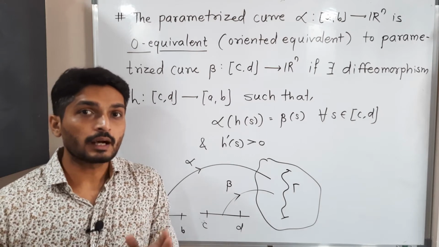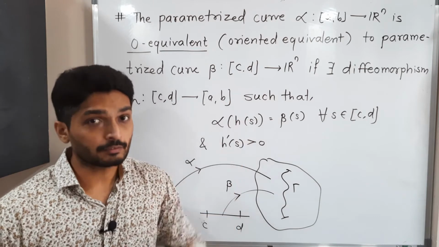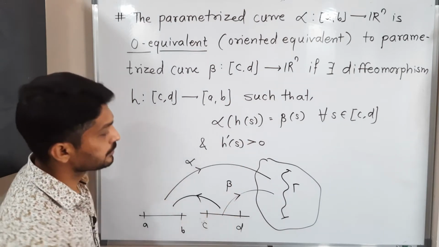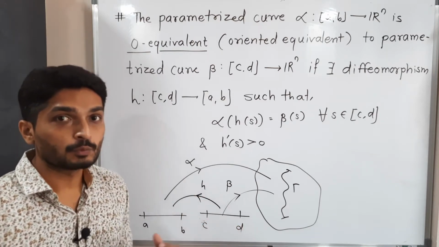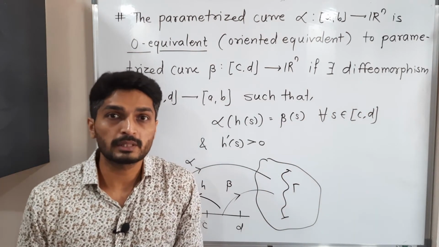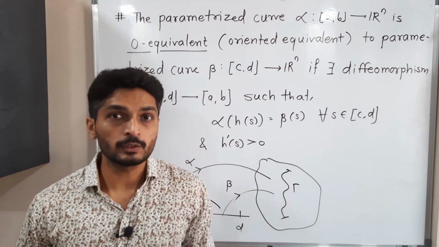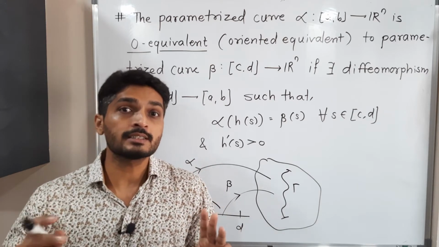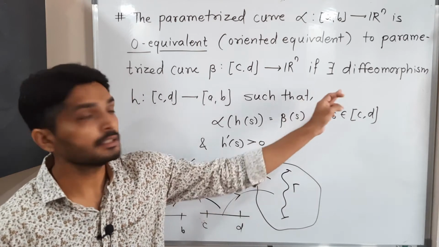We say alpha and beta are O-equivalent, or oriented equivalent, if there exists a function h, defined from the closed interval [c, d] to [a, b], which is a diffeomorphism. We have already seen diffeomorphism. That means it should satisfy three conditions. First, it should be bijective. Second, it should be differentiable, and third, its inverse should be differentiable. If all three conditions are satisfied, we call it a diffeomorphism.